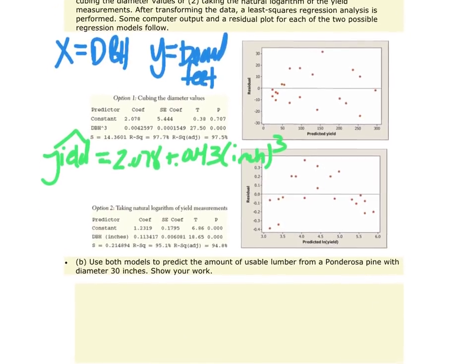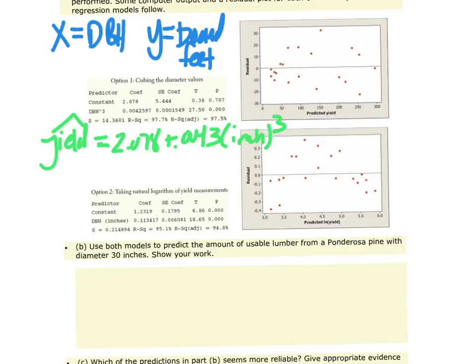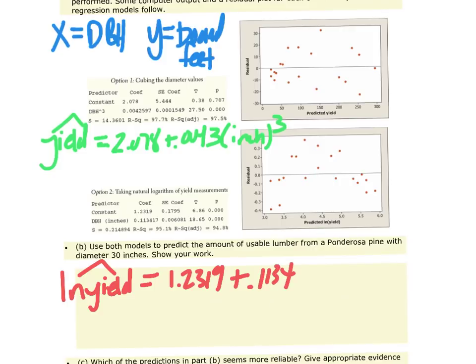Now I'm going to compare it to this other model. On this one here, let's make a little bit of room. The second equation is going to be the natural log of the yield hat, is what they're doing. It is equal to 1.2319 plus 0.1134 times the inches. By the way, keep in mind for the second one, this is an exponential assumption in that they're just taking the natural log of the response variable.